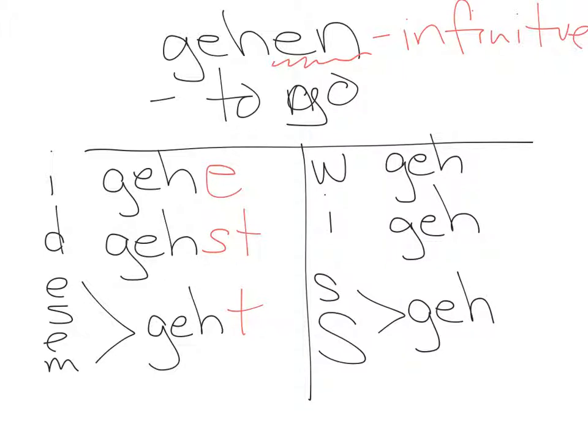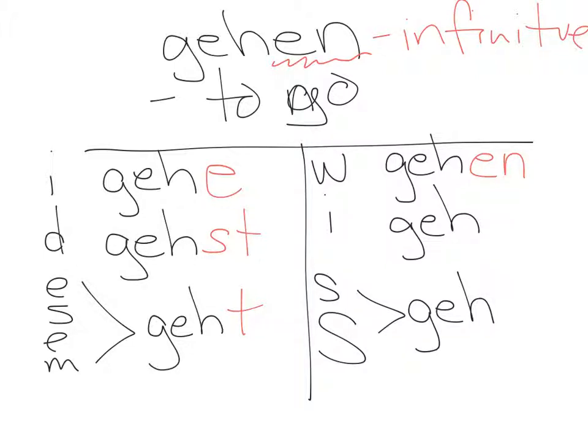And wir is nearly always, the only one off the top of my head that I can think of that is different is sein. It's always going to be the same as the infinitive. Right? So it looks exactly like whatever you'd find in the dictionary.